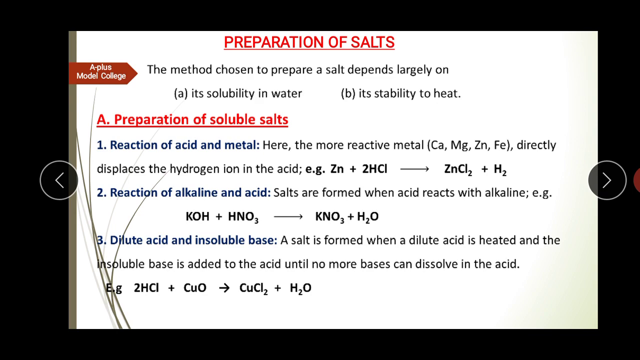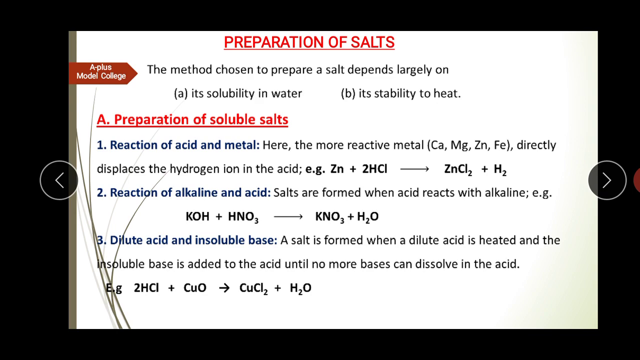So, preparation of soluble salts. One, reaction of acid and metal. When you have acid with a metal, there is a tendency that a soluble salt will be formed. A typical example is zinc reacting with hydrochloric acid. And you can see zinc chloride and hydrogen gas being formed. So the zinc chloride there is a soluble salt.